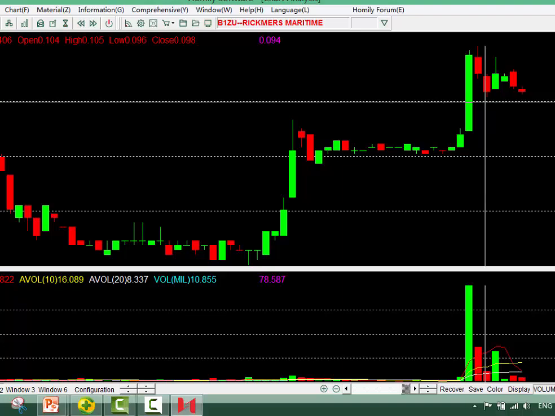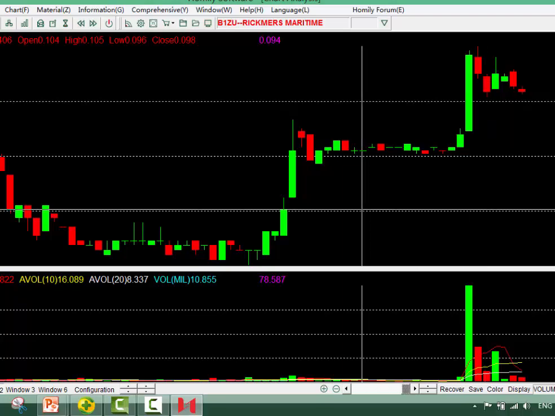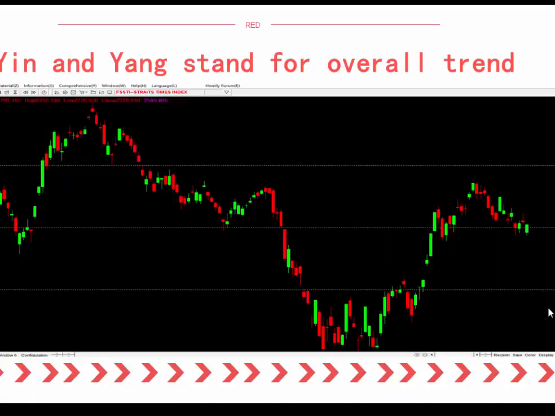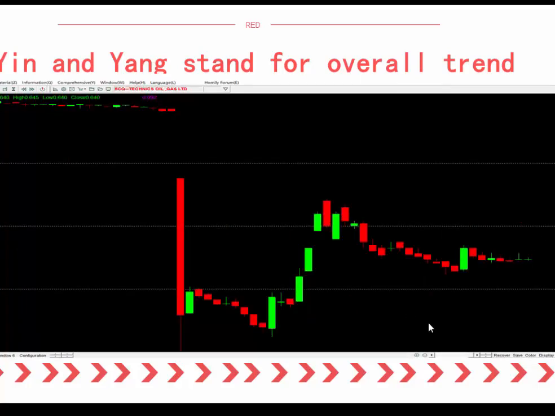So one, two, three: two bullish candlesticks, and two bearish candlesticks. So is the trend uptrend or sideways? It's sideways. Okay, so let's continue. This is the market. So now you can know that the market is sideways. Okay, so this is the overall trend.